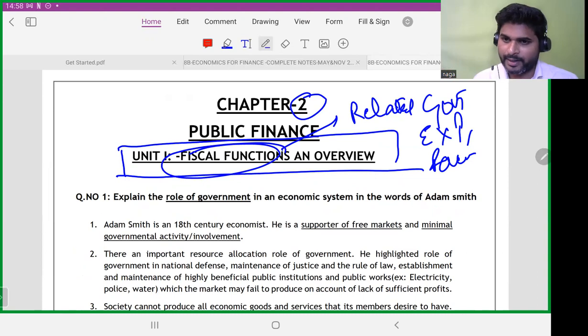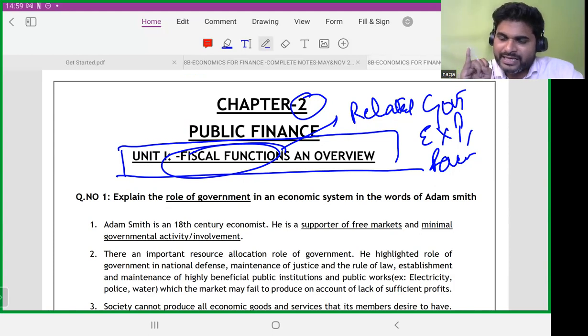Everyone supports free markets. Free markets means demand and supply decide which product to produce, how much quantity should be produced, what should be the price. All should be decided by the market forces, demand and supply. Government should not intervene too much in it, but despite that, government does have a certain role in the free economy or the market economy. Those are three different functions: resource allocation function, resource redistribution function, and resource stabilization function.